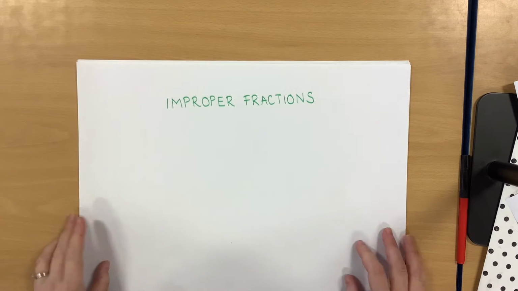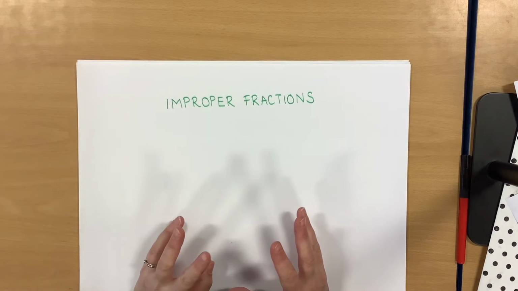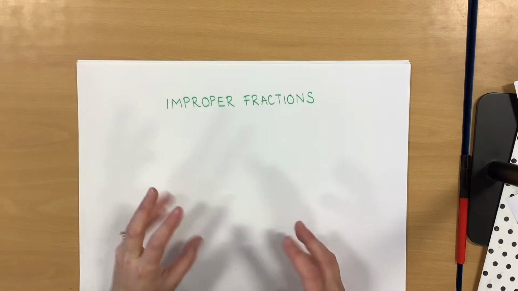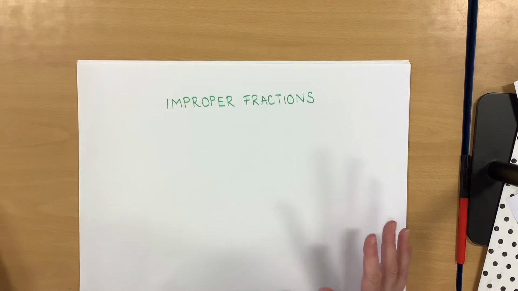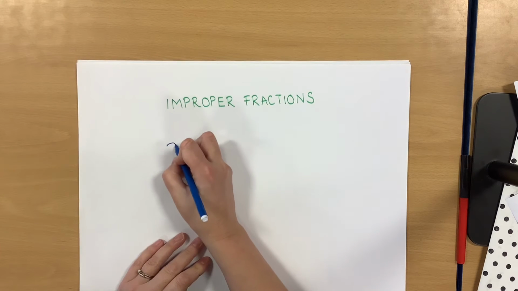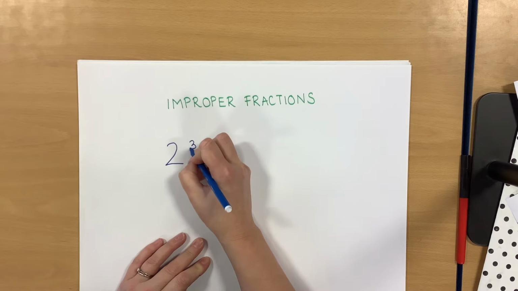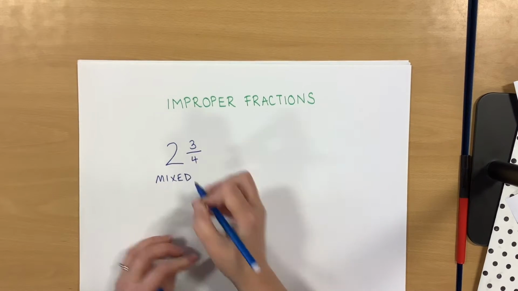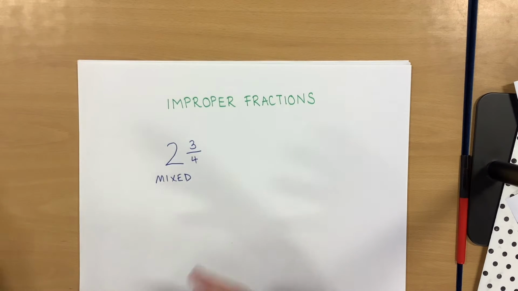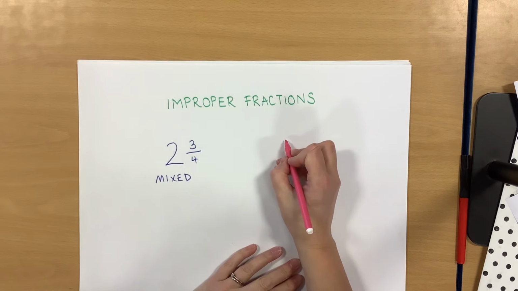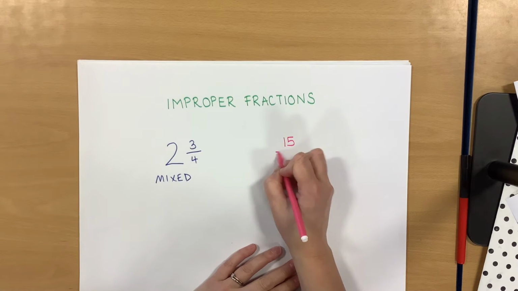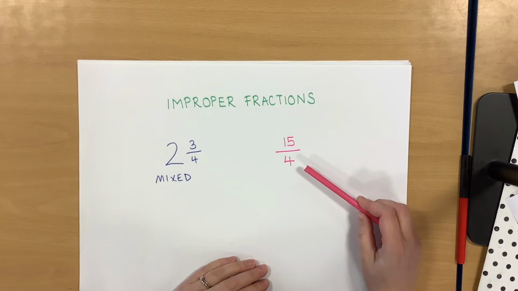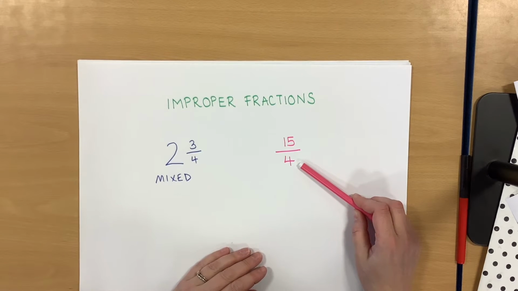Now, an improper fraction is exactly the same as a mixed number. It's when we're talking about an amount which is made up of a whole and a part. But with mixed numbers, it looked a little bit like this. We had a whole and a part. That was a mixed number. Now, an improper fraction represents the same thing, but it looks like this. So this is the first time that we've seen the numerator is larger than the denominator, okay?